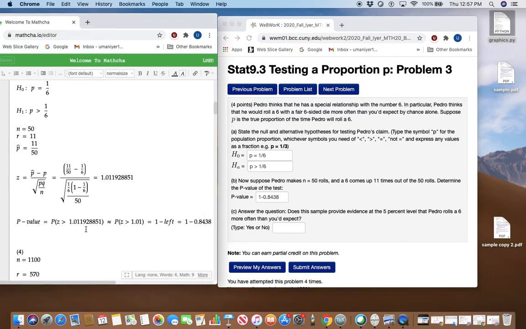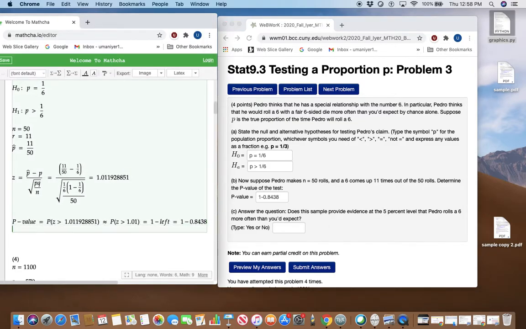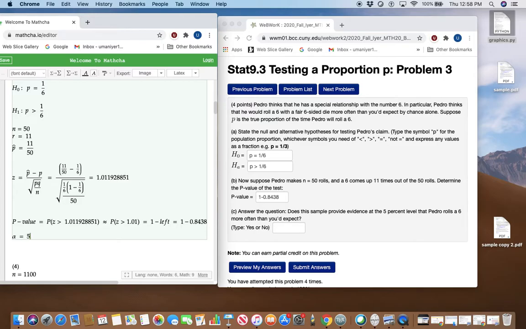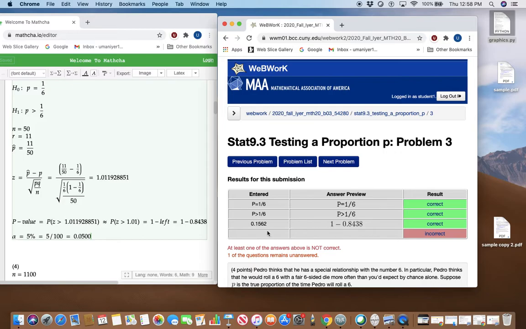Now, 5% level. So let's write down 5% level, right? What is alpha? Alpha is 5%. This is the level of significance. So 5% is 5 over 100, which is 0.0500 for good measure, 4 digits. So let's figure out what you get here. Okay, I haven't completed this. So notice I get p value to be this number.